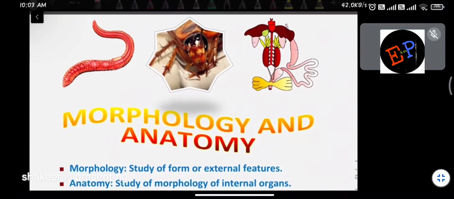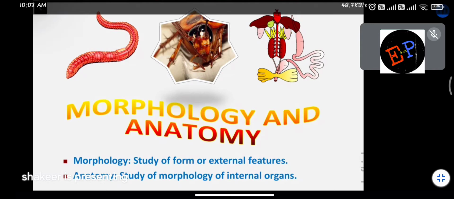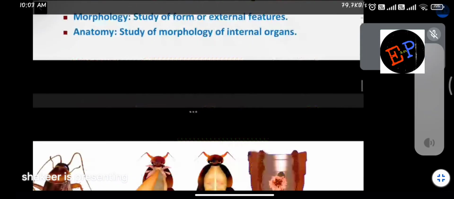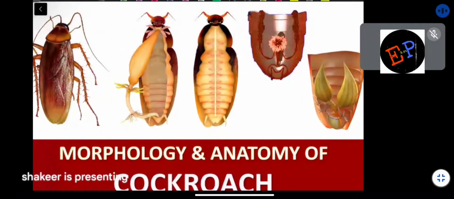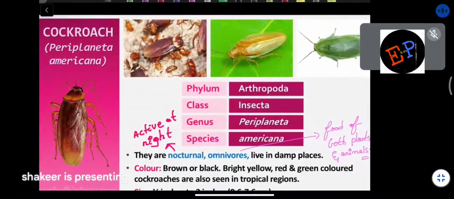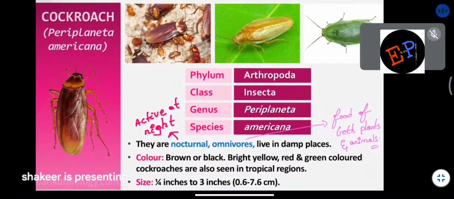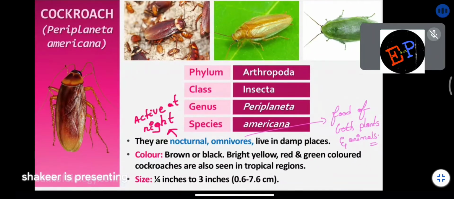Anatomy. So in this we will study about earthworm as well as frog. Clear? Okay. So sorry, cockroach and frog. Earthworm is not present. So what is the scientific name of earthworm? It is Periplaneta americana. That is the scientific name of earthworm. Sorry, cockroach. Okay.